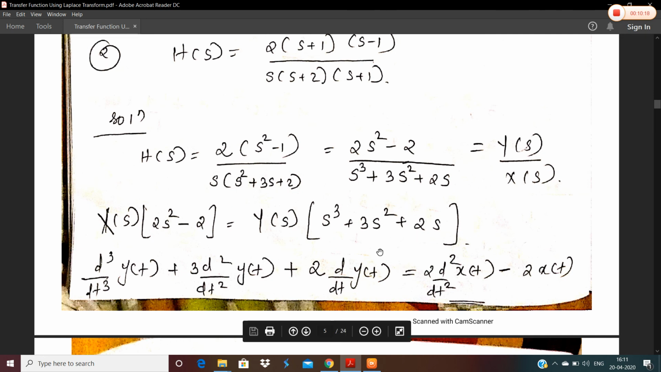So that's all about how you can convert the transfer function into its corresponding differential equation. Hope it's clear to you. That's all for today's class. In the next class, we'll be dealing with causality and stability of LTI systems and their analysis using the Laplace transform. That's all. Thank you.